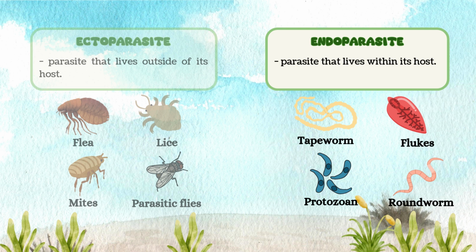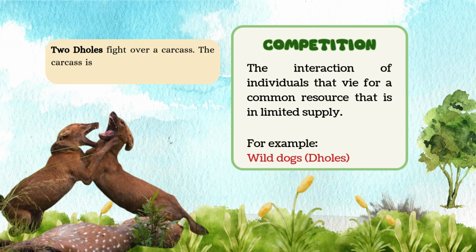For other minor symbiotic relationships, first we have competition. It is the interaction of individuals that vie for a common resource that is in limited supply. For example, two dogs fighting over a carcass. The carcass is a resource, something both organisms need to survive.